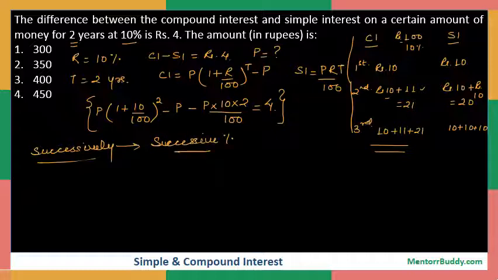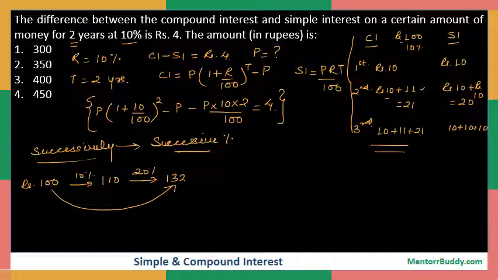Successive percentage is the concept which will be helpful in solving this question very easily. For example, again, if I take rupees 100 as my initial amount, then a 10% increment will make it 110 rupees. Then a 20% increment of 110 will make it 132. That means if there is a 10% and then a 20% successive increment, the value of 100 becomes 132. That is, it increases by 32%. So it is not 10 plus 20, because 10 plus 20 will give us 30 only, whereas it is 32%.